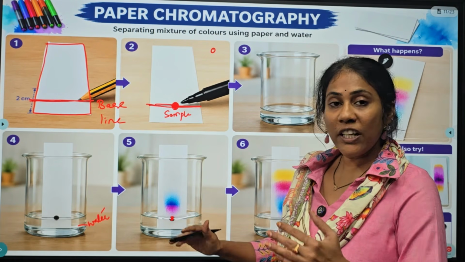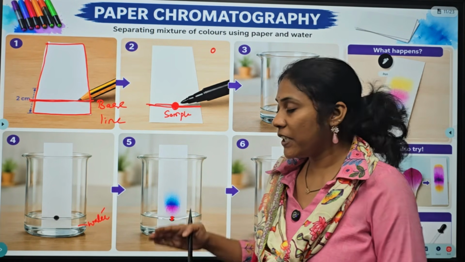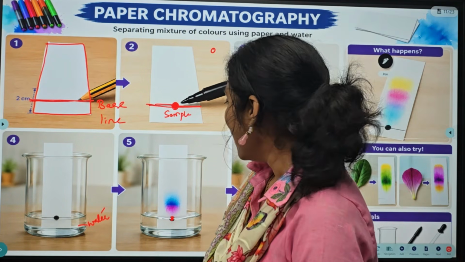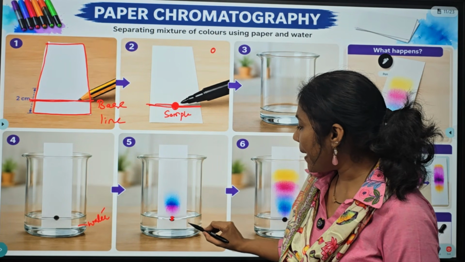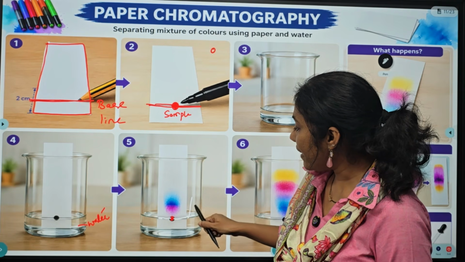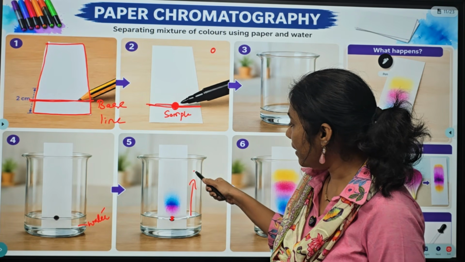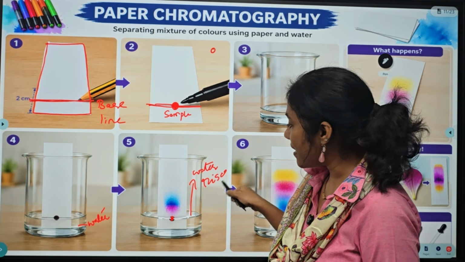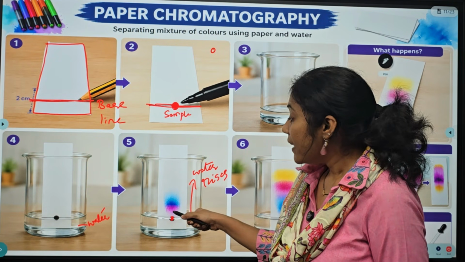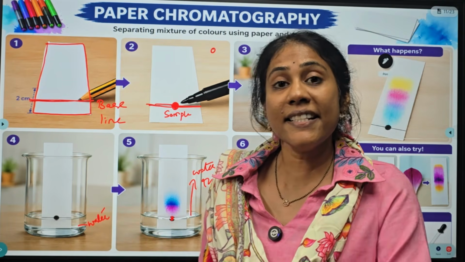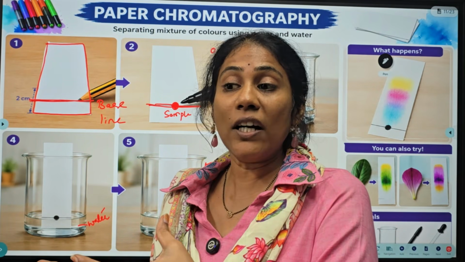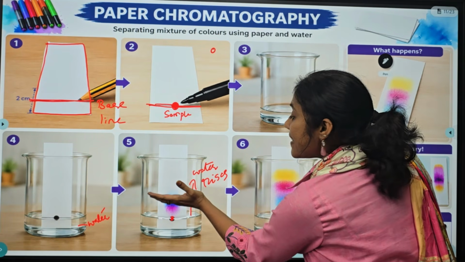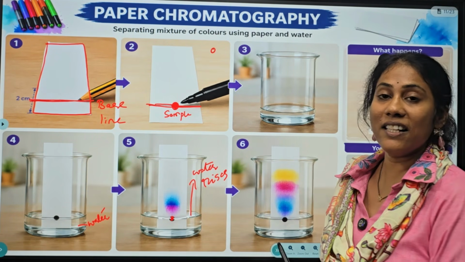Now we all know that when a paper is put into water, water will spread along the paper, isn't it? Depending on the attraction between paper and water, the water level rises. So what is rising here? The water level rises here. And now, depending on how strongly the components have attraction with water or attraction with paper, they get separated at different levels.